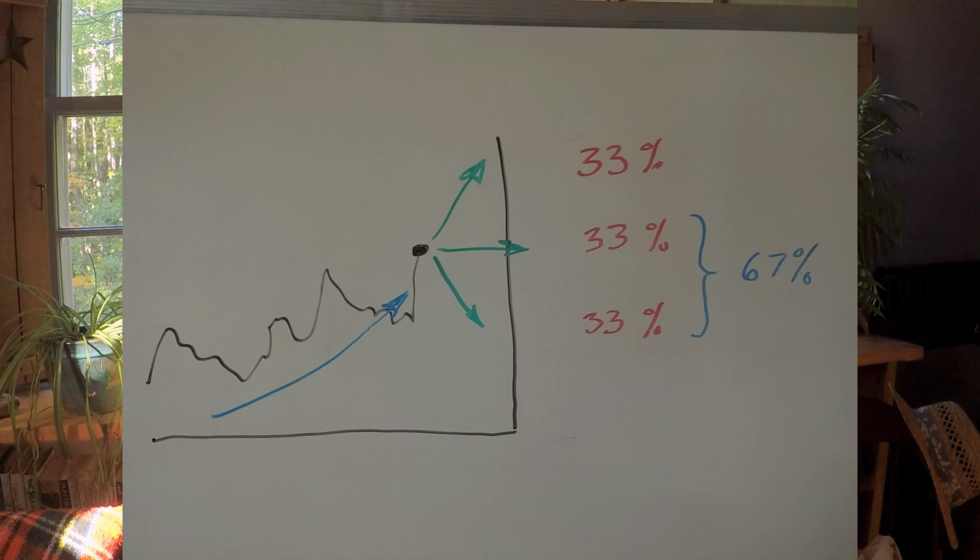Well, what that means, if I bring the slide back to me, is that you have a 67% probability, likelihood, that the next price movement will not only be up, but it will continue to go up in the long run. That's a good thing to know.